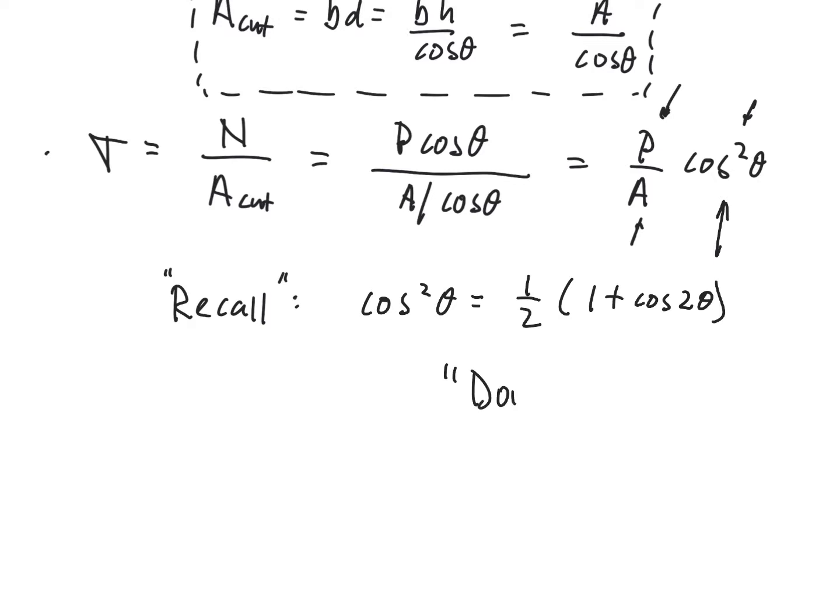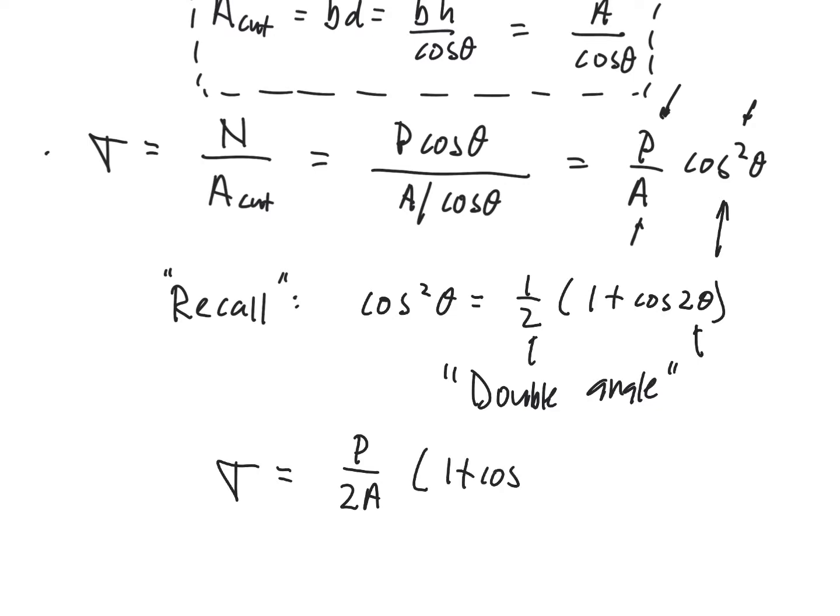So double angle, that's a lot of times what it's shorthand. Double angle because you've got the double of the angle right there. And so we would write it then as sigma is equal to, now the 1/2 goes downstairs, so P divided by 2A, so that 2 is coming from this guy. And then we have 1 plus the cosine of 2 theta.